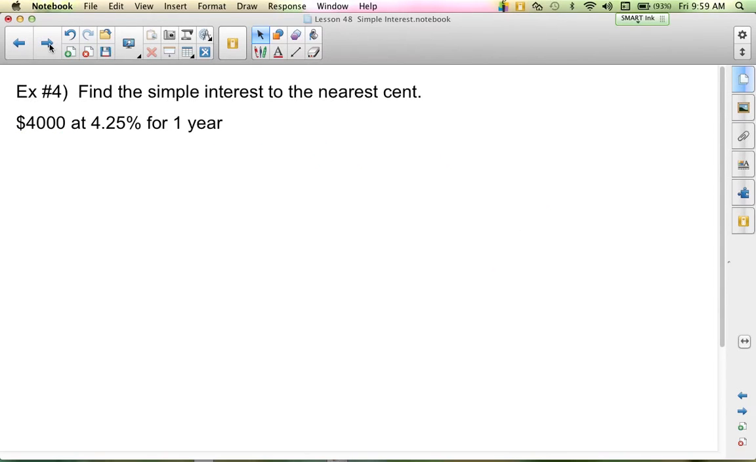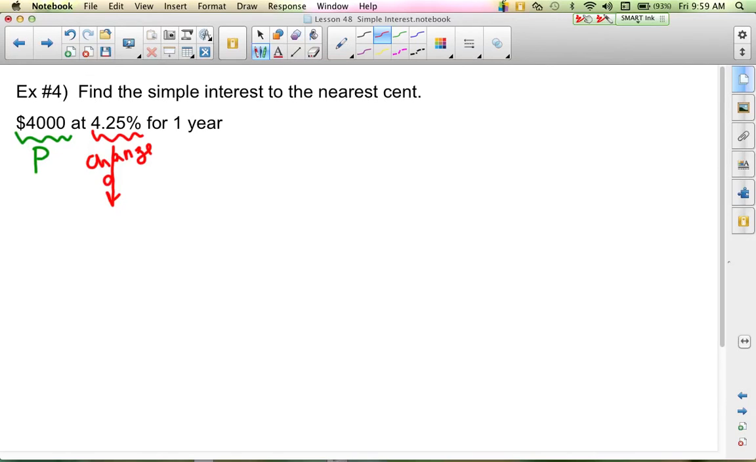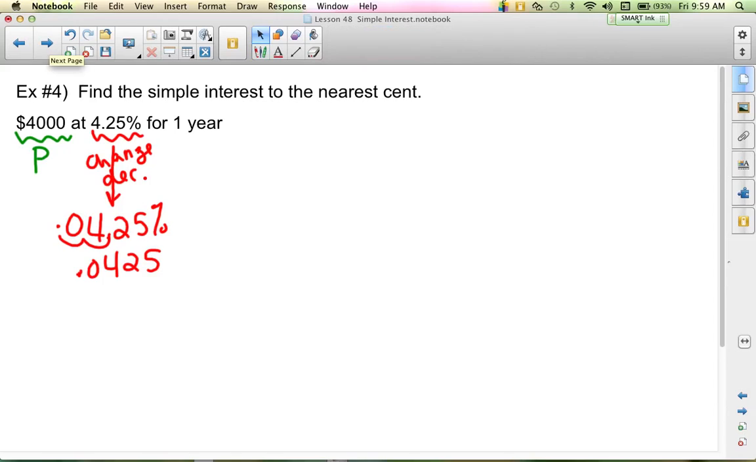Okay, last one more. Find the simple interest to the nearest cent. Let's find our information again. Here's our principal. We're going to start with $4,000. We have an interest rate of 4.25. Remember, we've got to change that into the decimal. So when we change 4.25%, we move the decimal to the left 2 times. We're going to have to add a 0 in the empty space, so it becomes 0.0425. And finally, the amount of years, I'm only going to leave it in for 1 year.